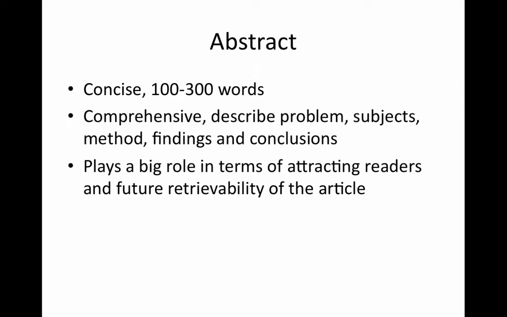The abstract at the beginning of the paper should be concise, 100 to 300 words, and comprehensive, describing the problem, the subjects, the methods, the findings, and the conclusion. It plays a big role in terms of attracting readers and future retrievability of the article.